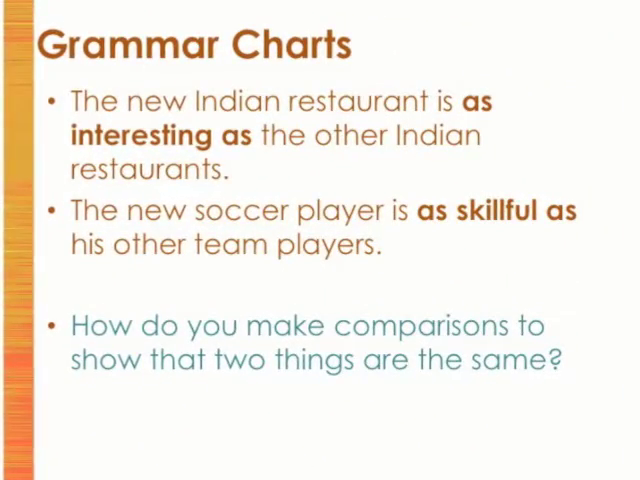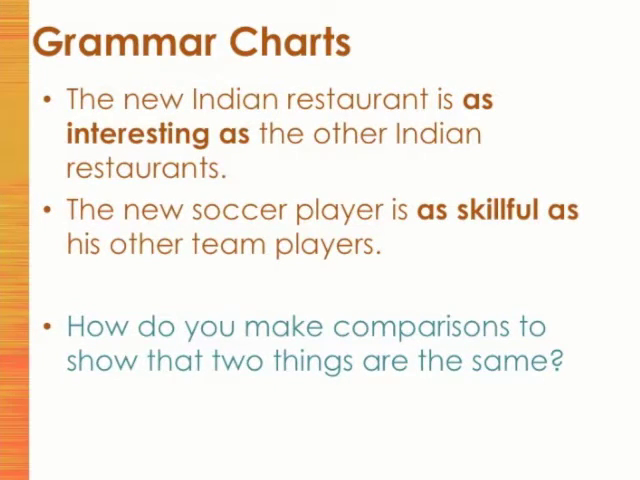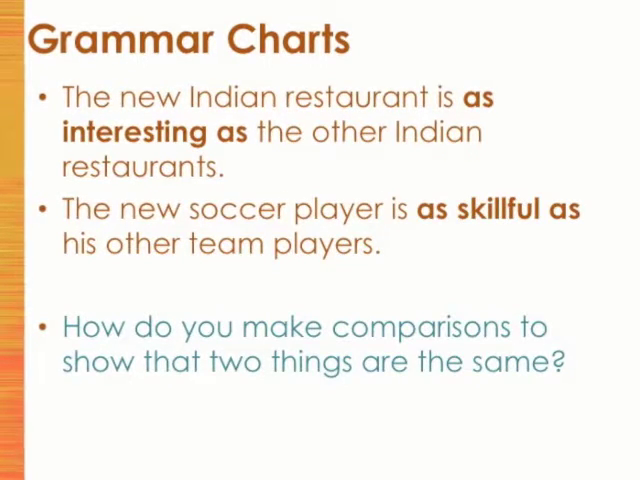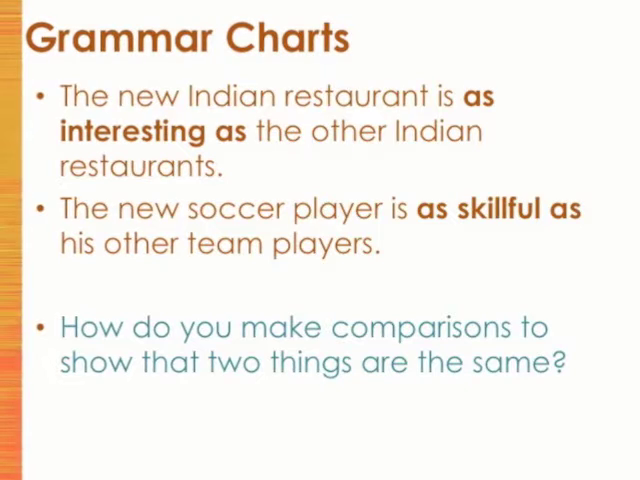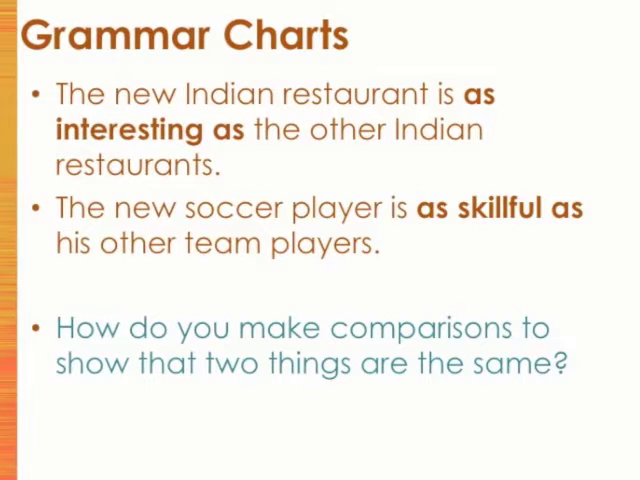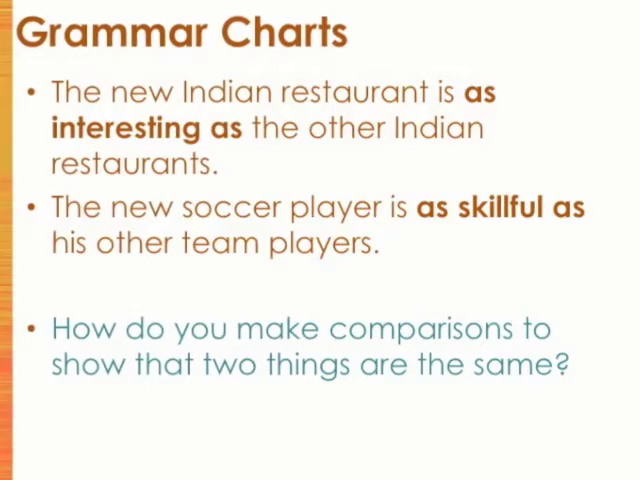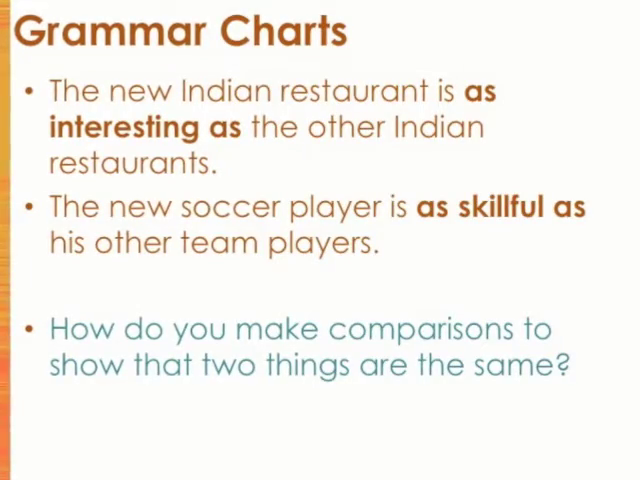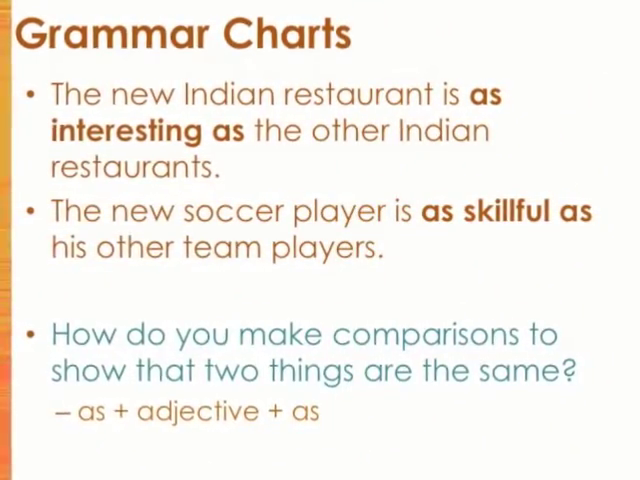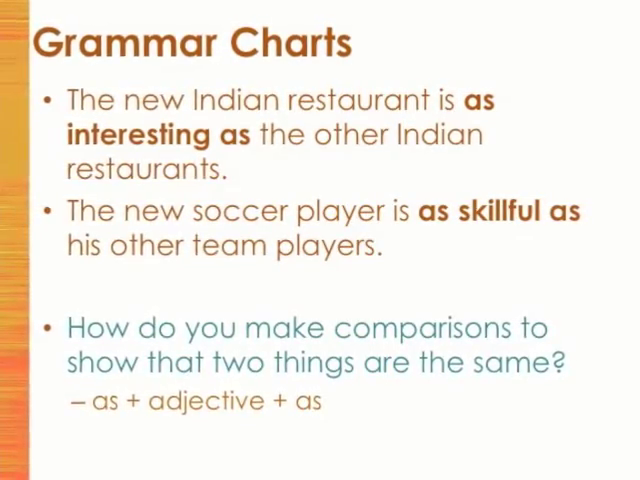Let's go ahead and get started with some example sentences so we can talk more specifically about the forms. The new Indian restaurant is as interesting as the other Indian restaurants. The new soccer player is as skillful as his other team players. So how do you make comparisons to show that two things are the same? Go ahead and pause and write this down. If you wrote the form down as plus an adjective plus as, you did a great job. You did it perfectly.